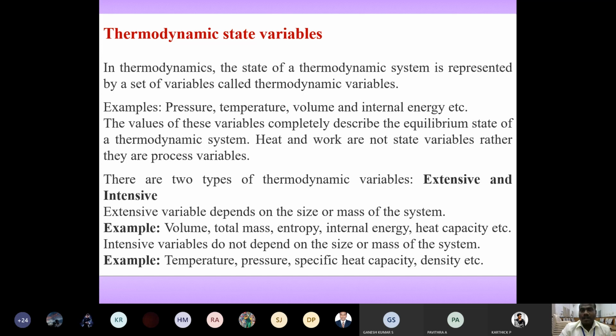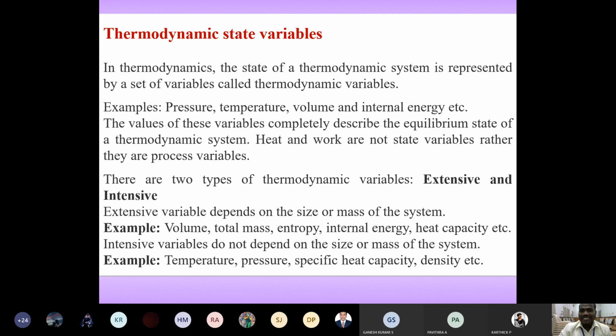Heat and work are not state variables. We discussed what is heat and what is work. Heat and work are not state variables, rather they are process variables. So pressure, temperature, volume, internal energy, mass, density, specific heat capacity can be called thermodynamic state variables. Heat and work are process variables, right? These are all state variables, and heat and work are all process variables.